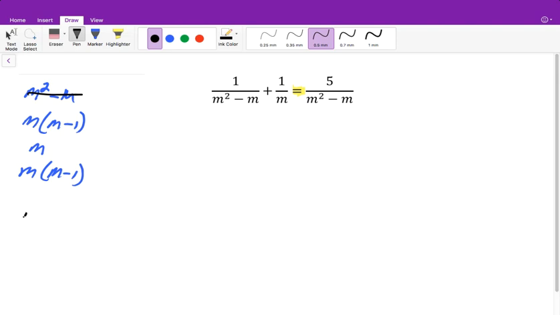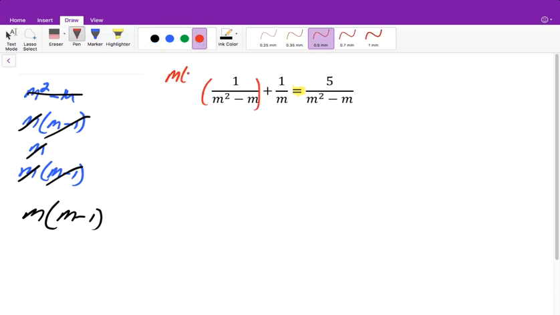So we're going to use this m, and that's going to cancel out these m's, because we've already used it. And here we have m minus 1, so we're going to use that one as well, and it's going to cancel these out. So now we used all of our factors, so everything gets multiplied by m times m minus 1.